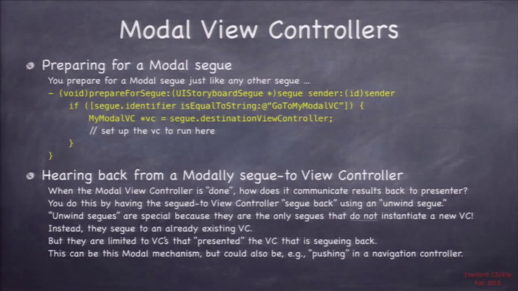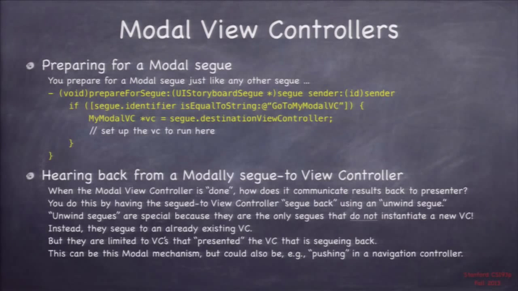Now here's where modal segues get interesting though. That's hearing back. So a modal segue has gone off and done something like created a new contact in your contacts app, and now the view controller that put it up wants to hear back. Well, what was that contact you just created? So this hearing back is yet another kind of segue. We call these unwind segues. An unwind segue means you're going back to someone who put you on screen.